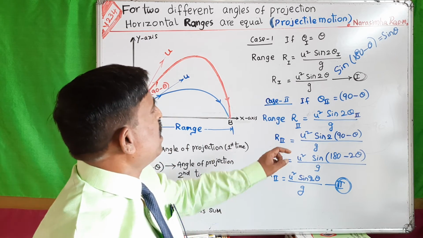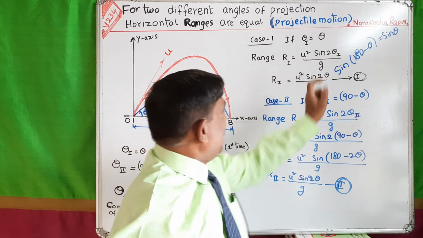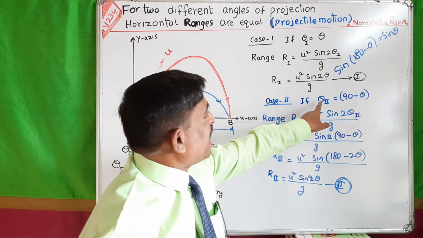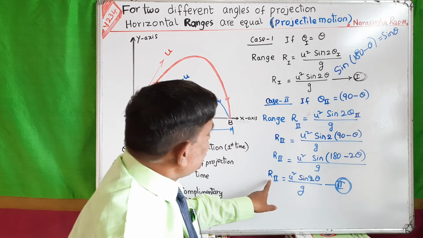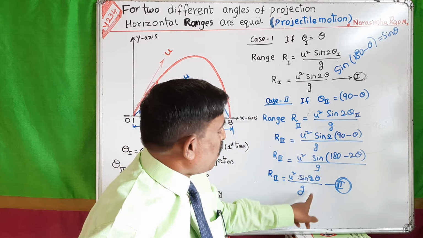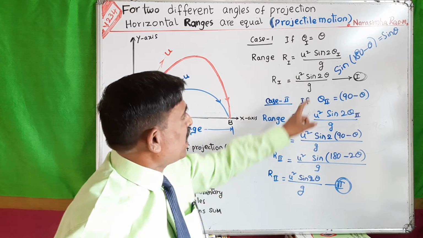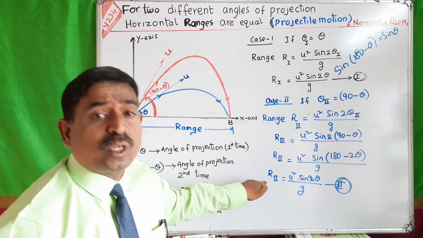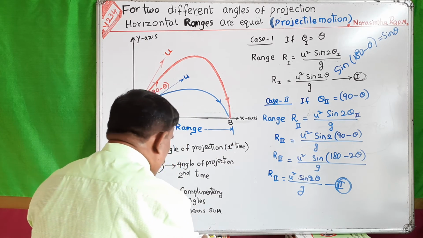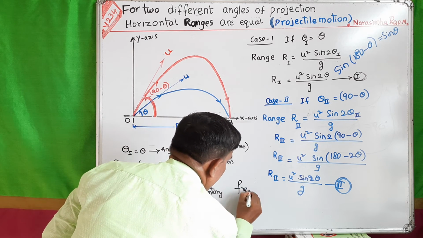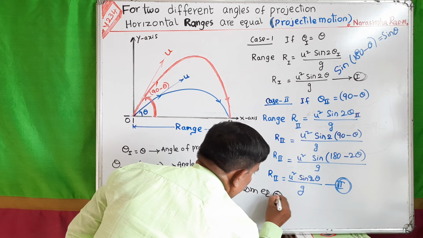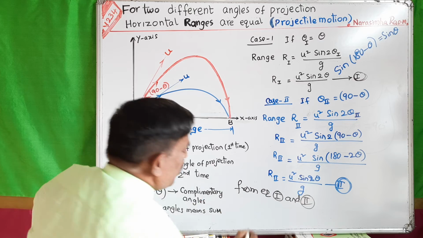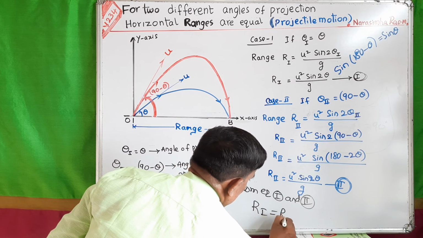Now please listen. First time angle of projection theta, range is u square sine 2 theta by g. Second time angle of projection is 90 minus theta, second time range u square sine 2 theta by g. You check: u square, sine 2 theta, g. Now from equations 1 and 2, R1 is equal to R2.